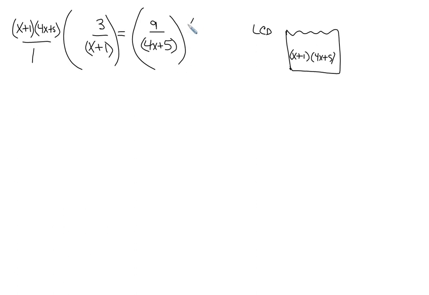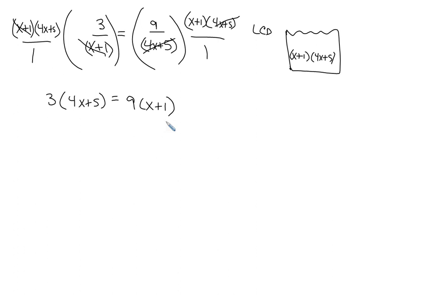We're going to multiply this side by x plus 1 and 4x plus 5 over 1. Here, do you guys see that the x plus 1's cancel, and we get 3 times 4x plus 5? Here, do you see that these cancel and I get 9 times x plus 1? Everybody see that?